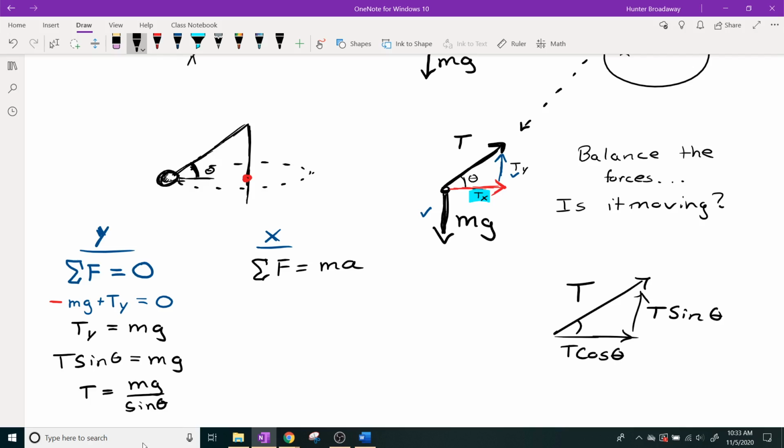Okay. Sum of the forces is equal to ma. Now, we know that acceleration is in a circle. We know that we're going in a circle, right?